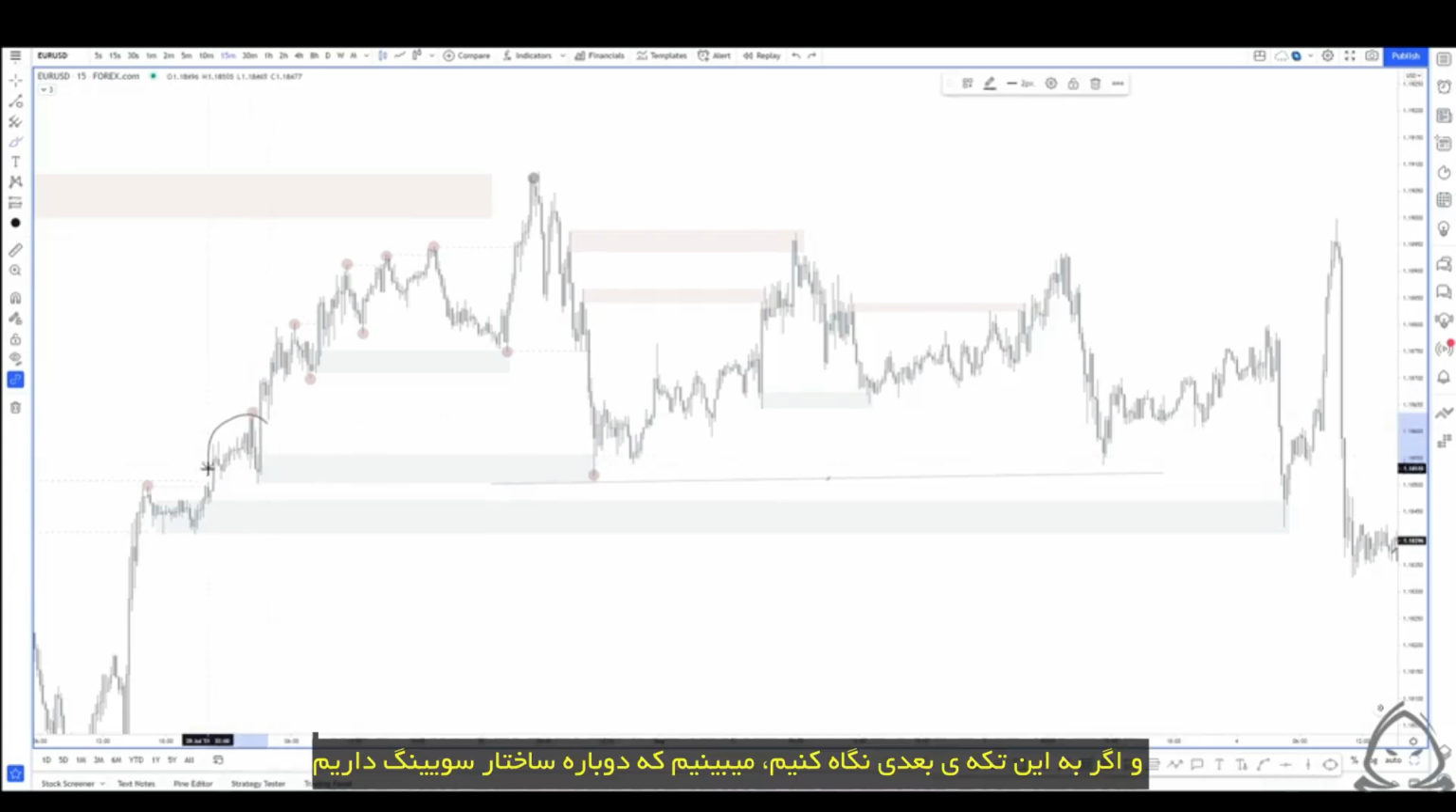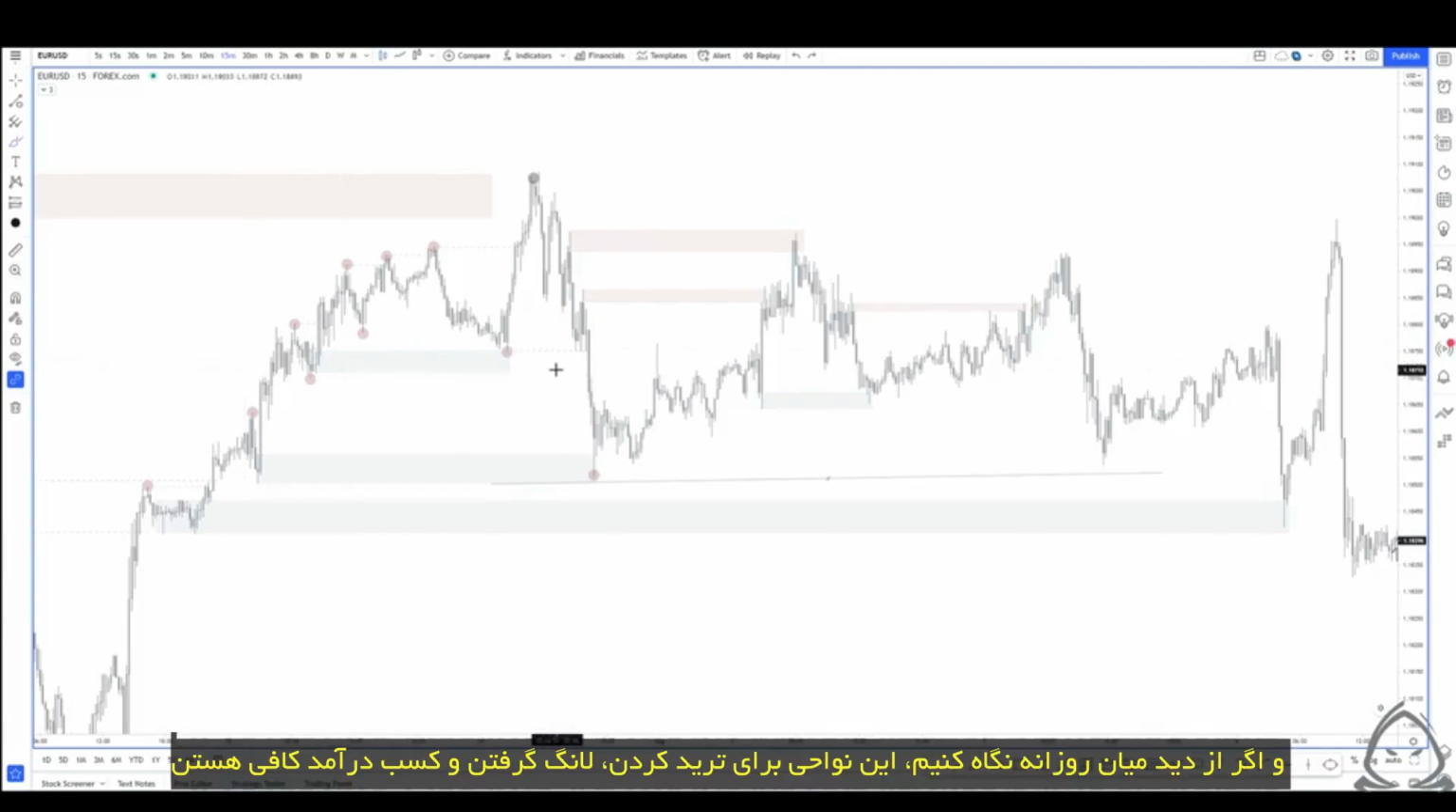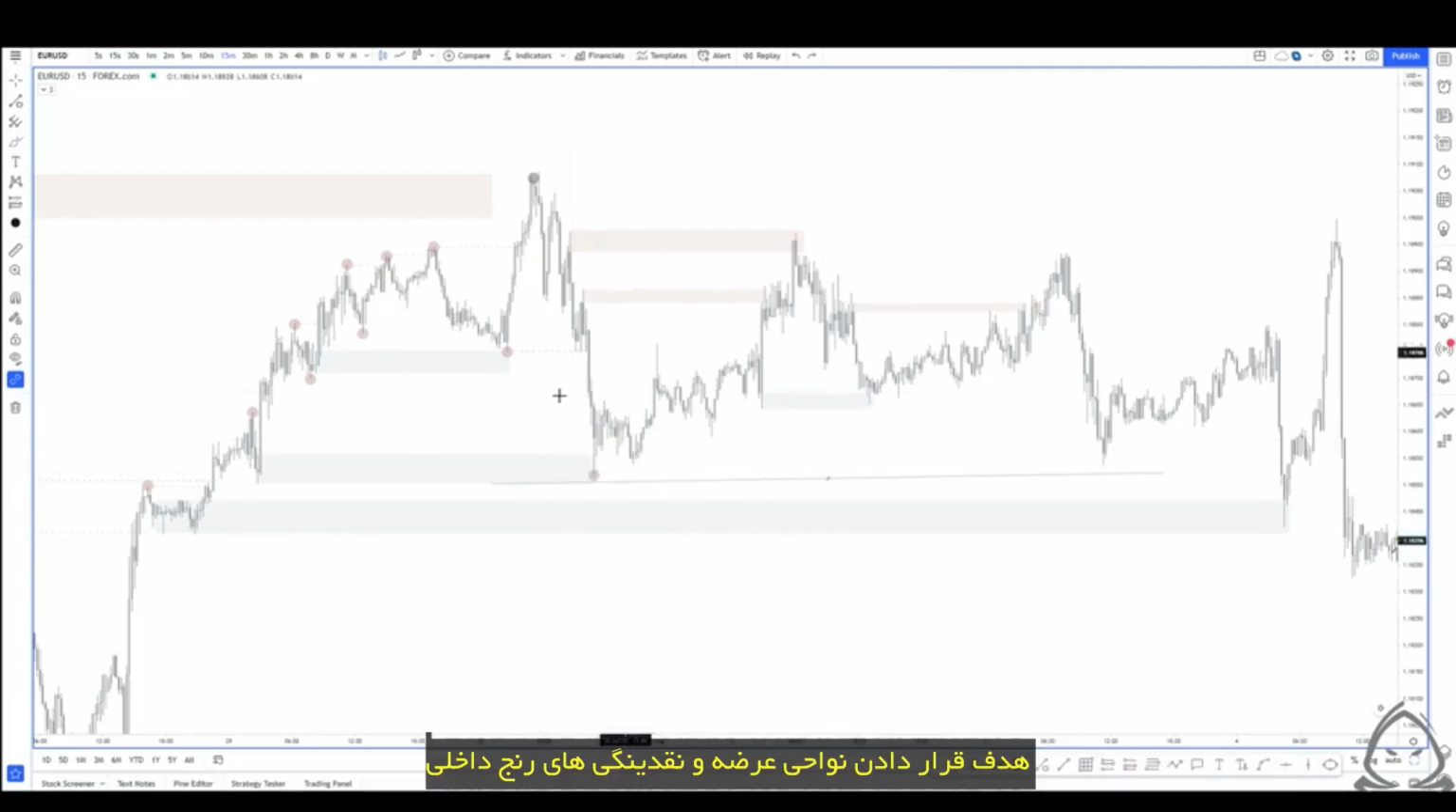And then if we look at this next bit, again, we have swing structure. Price breaks that swing structure, continues on making higher highs and higher lows. Price returns back to this demand zone, reacts, and then continues moving to the upside. And if we're looking at it from an intraday lens, these areas are more than enough to bank percentage, to take trades, to take longs, targeting prior supply zones and targeting internal range liquidity.